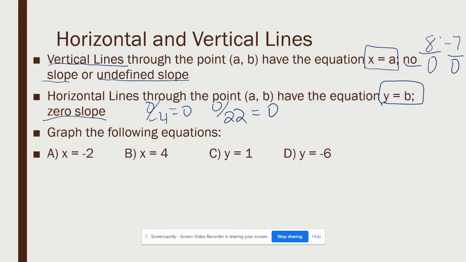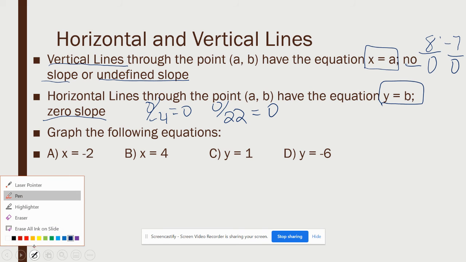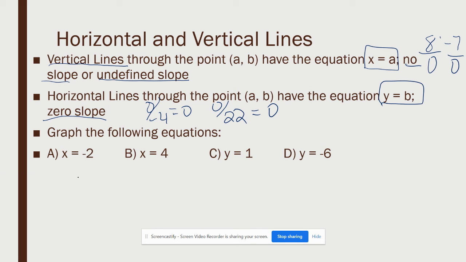So that being said, when we graph these, x is equal to negative 2. This means that we don't care what's happening with y. We only care about what's happening with x. And in this case, x is negative 2. So where is x negative 2? X is negative 2 here, here, here, up here, down here, down here. And so there's my vertical line for x is equal to negative 2.